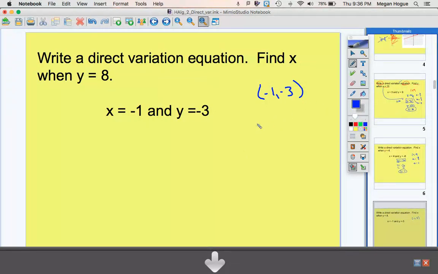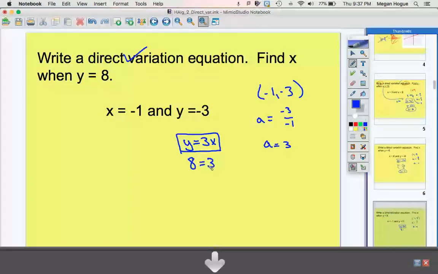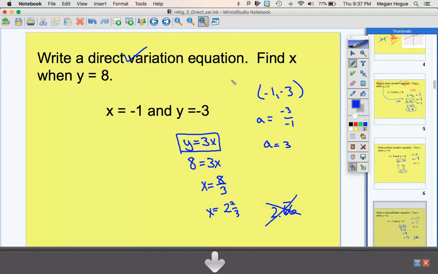And again, we saw it. Your a can be a fraction. It's not in this one. So our a is +3. Again, don't forget your equation. Y is equal to 3x. Hopefully you got that. Got my equation. Plug in for y. So 8 is equal to 3x. Oh, my x is kind of ugly. 8/3. I'd be okay if you wrote it as 2 2/3. But remember, I do not want you to write that as a decimal. Use your fractions.